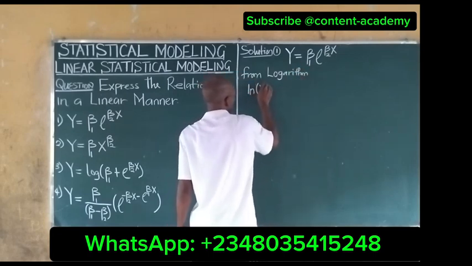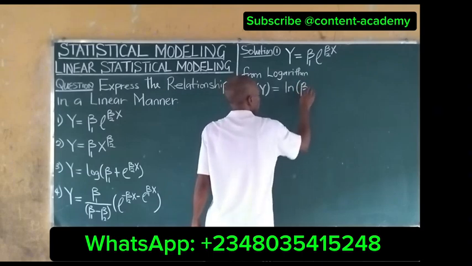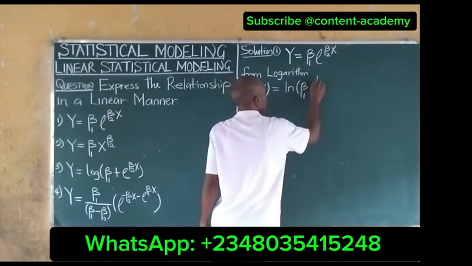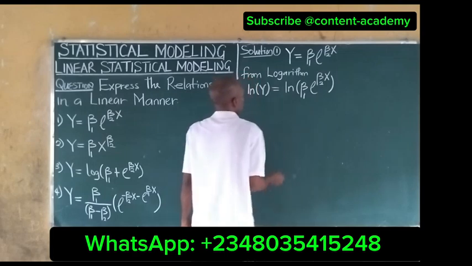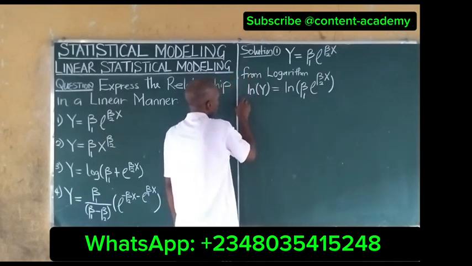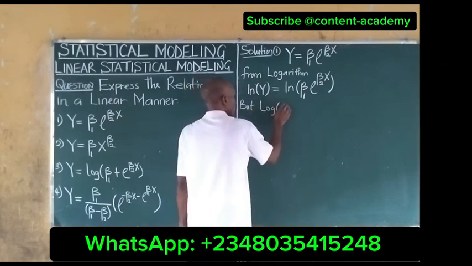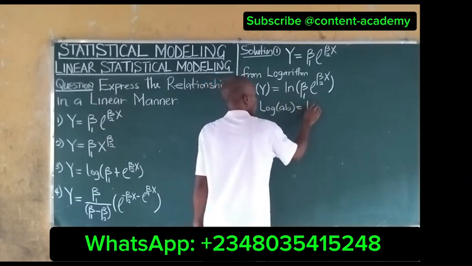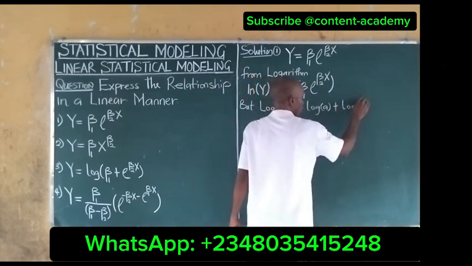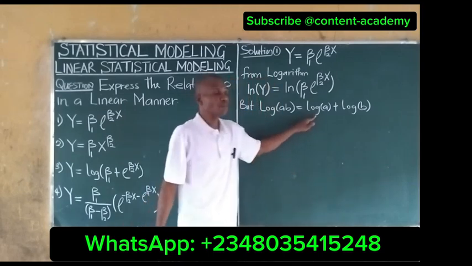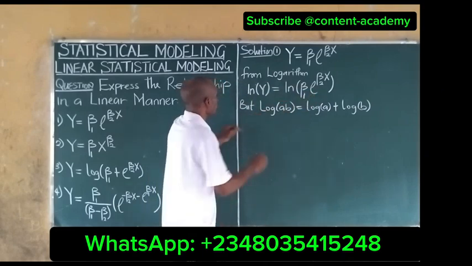ln y is equal to ln b1 exponential b2x. And we know that log AB is equal to log A plus log B. So from logarithm, we'll have this. So we employ what we have written here into this part of the equation.